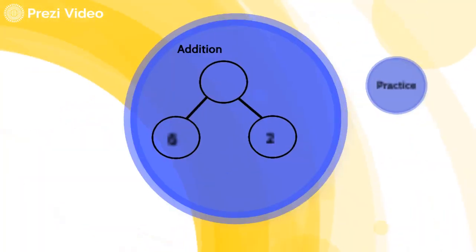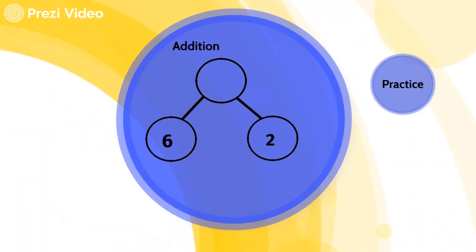Now let's go on to addition. Oh no, we have only parts, but we don't have a whole. So what do we need to do? We have one part. We have the other part. Did you say that we had to add them together? Because if you did, you're right.